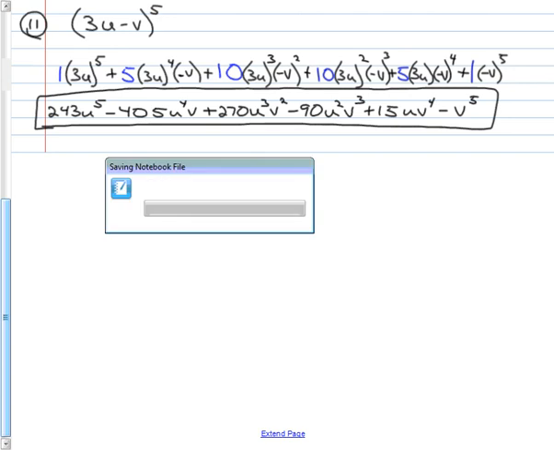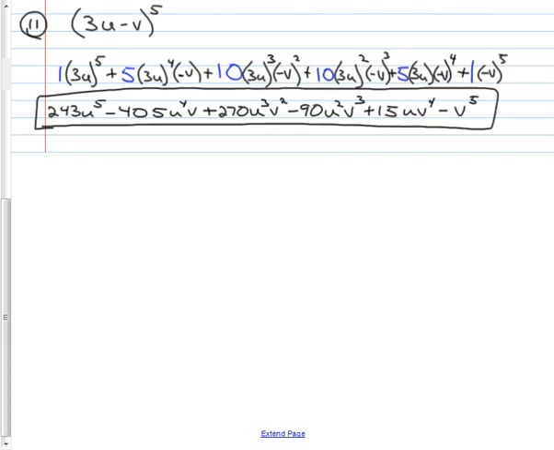So we expanded it. Number 12. How many different hands of 5 cards can be dealt from a standard deck of 52 cards?